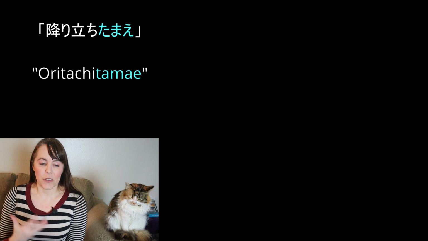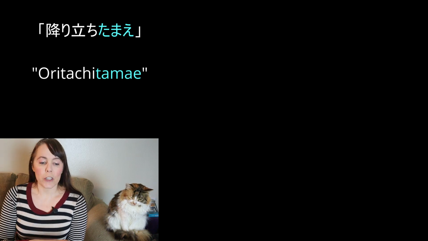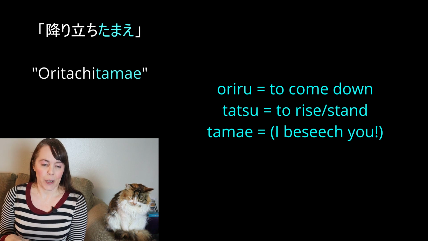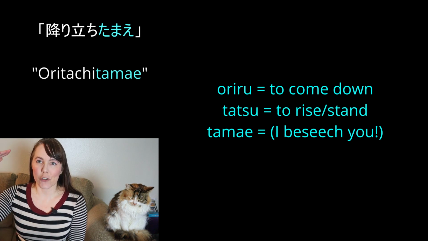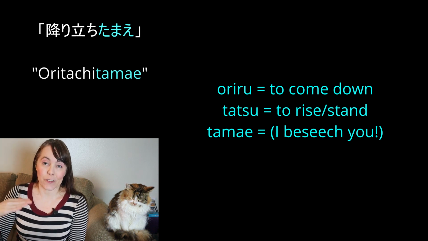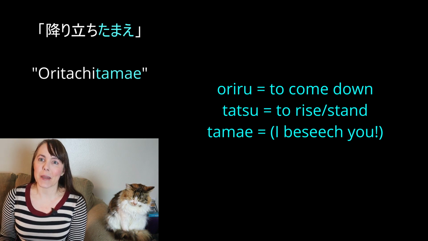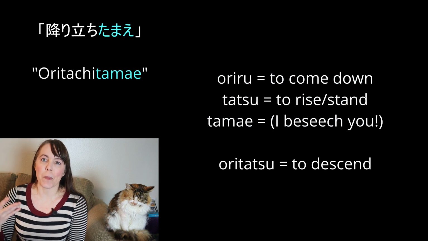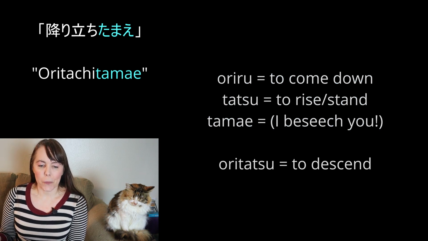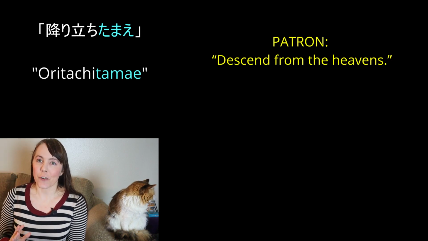And indeed, this line is said by somebody who's talking to a god. So if you look at the verbs, oriru and tatsu. Oriru is to go down, from a higher level to a lower level. And then tatsu is to rise or to stand, from a lower level to a higher level. So if you look at those two verbs together, they contradict each other, right? Together though, they mean to descend, like from above, basically. So my patron translated this as "descend from the heavens."